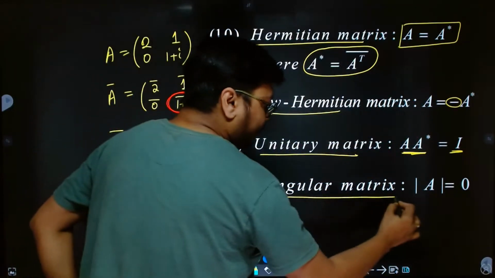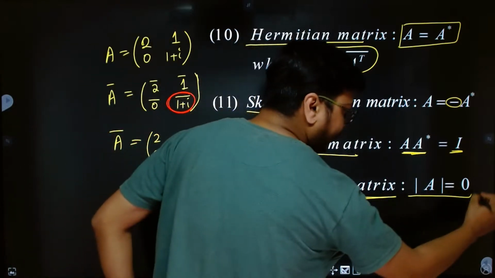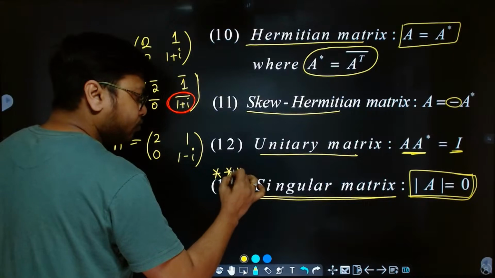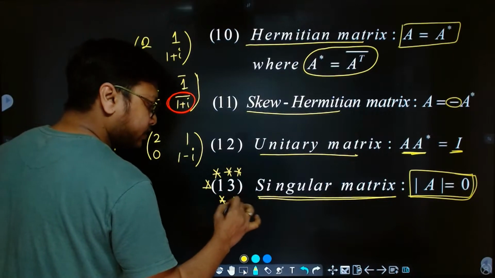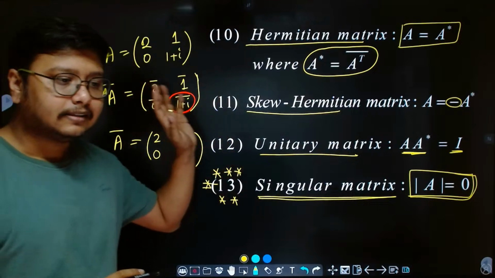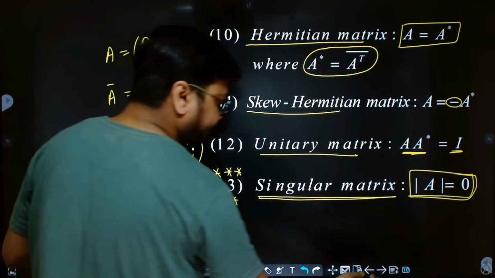And singular matrix, this also everyone should know from class 11, 12. If determinant of a matrix is 0, it is singular matrix. Remember this property. We'll do many problems based on singular matrices. Okay. So these are some basic properties.